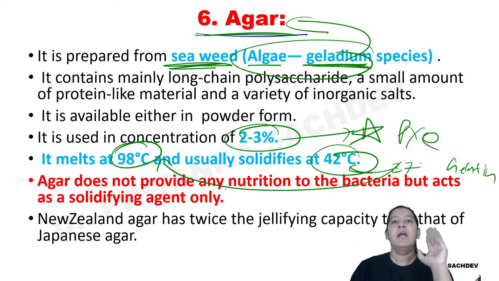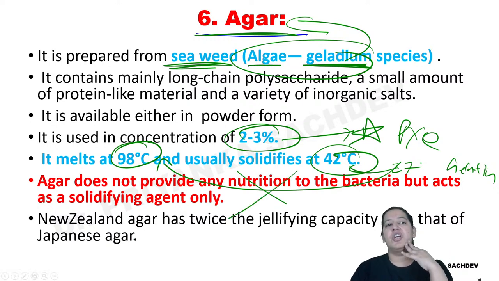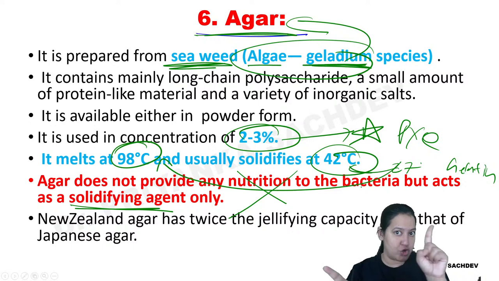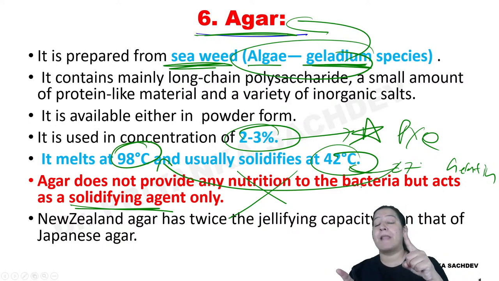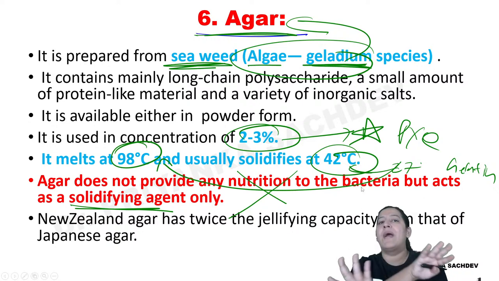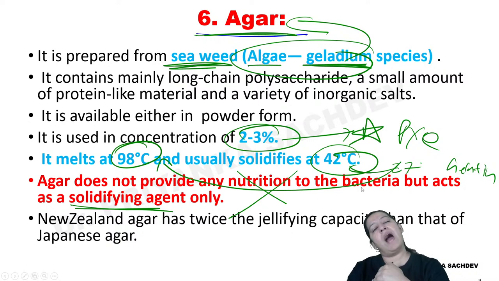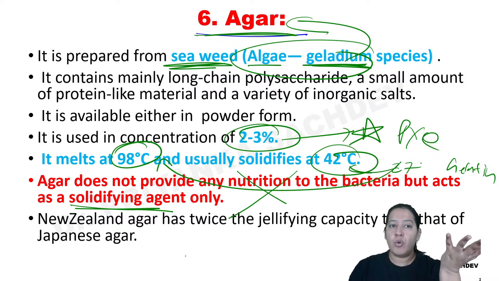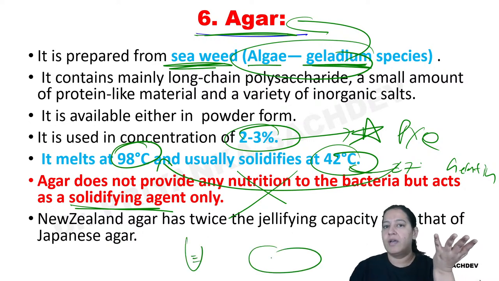Right? It doesn't provide any nutrition to the bacteria. It is acting as a solidifying agent. Water provides H2O, H and O. Electrolyte provides Na and Cl. Right? Peptone provides protein. Meat provides protein. But agar provides nothing. So why we add agar? Agar hum add kyun karte hain? To convert liquid into solid. Liquid ko hum solidify karne ke liye agar use karte hain.